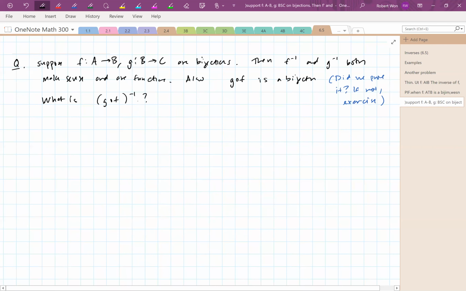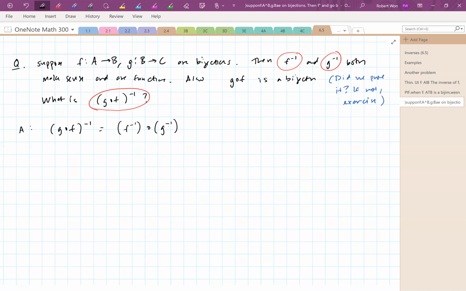Right? f and g are both bijections, so they each have inverses. The composition is a bijection, so it has an inverse. In particular, how is g of f inverse related to f inverse and g inverse? Okay, and the answer is that g of f inverse is equal to f inverse of g inverse. In other words, you have to flip around the order.